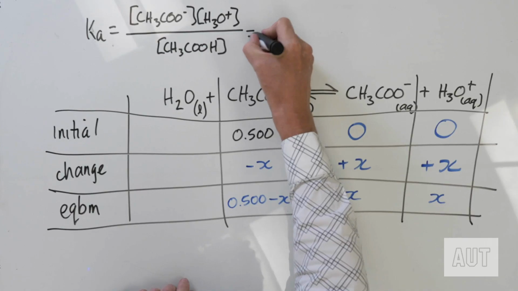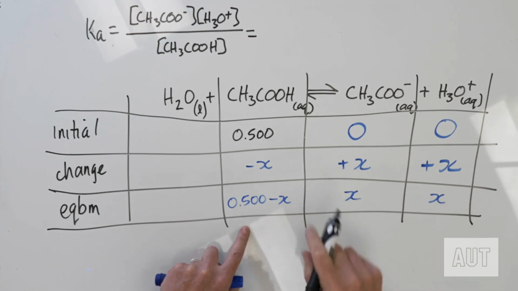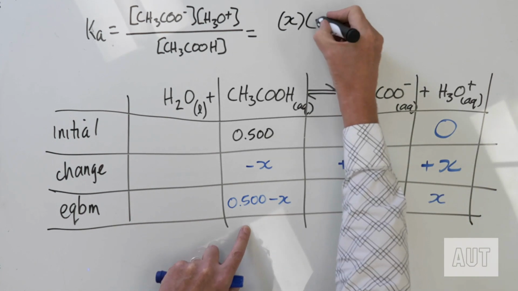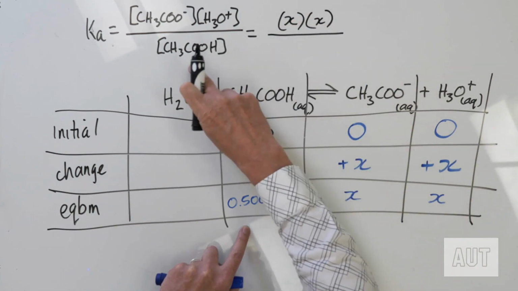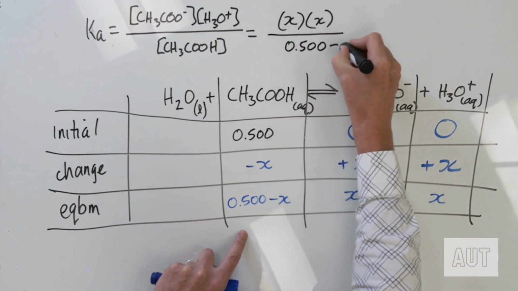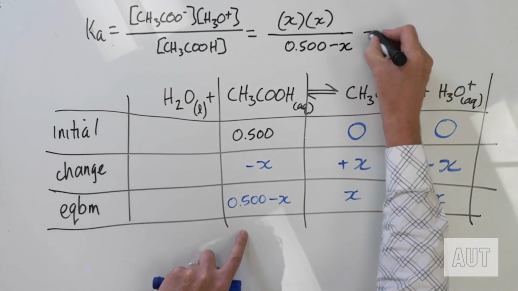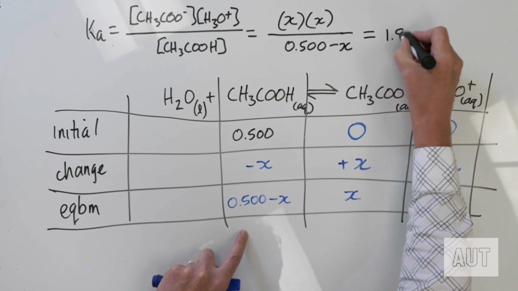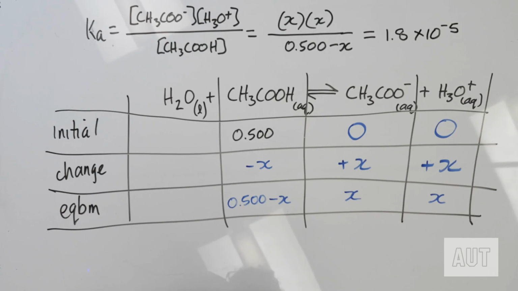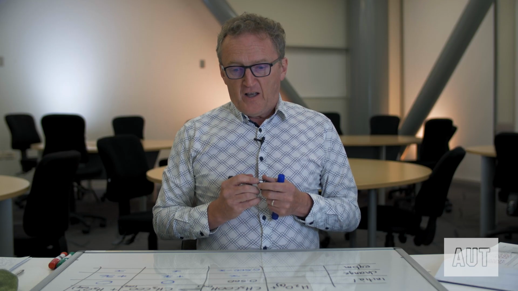Okay? So, let's get a little bit more room here. And we have shown from our concentration table that these are the values. The acetate concentration is x, the H₃O⁺ concentration is x, and the CH₃COOH concentration is 0.500 minus x. And we know, because we were told, that the Ka value is equal to 1.8 times 10 to the negative 5. So, in other words, here's the equation that we need to solve.